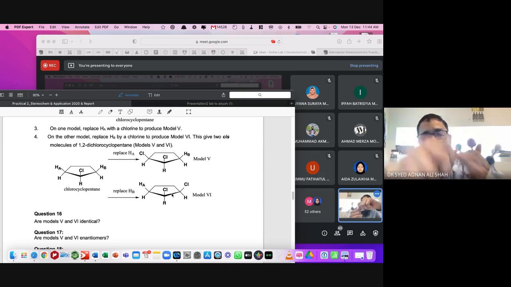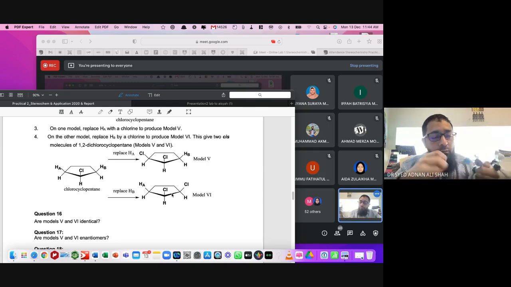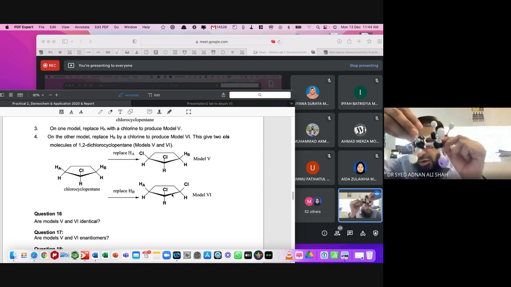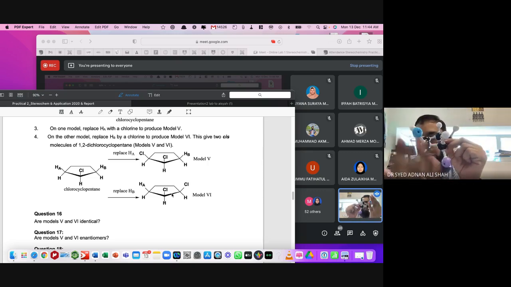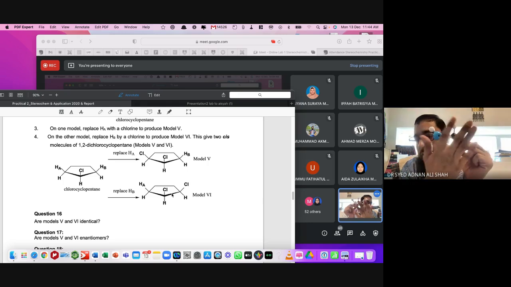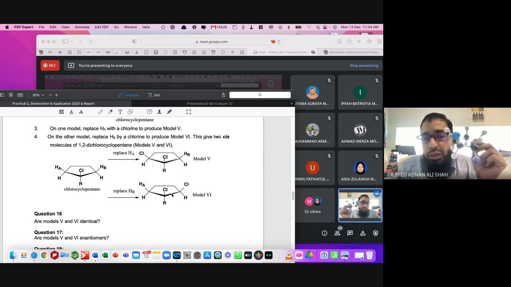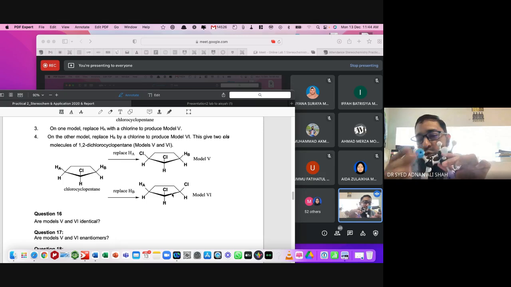So if I replace this hydrogen like this, this is a chloride and this is a chloride, right? They are opposite, perpendicular, in the anti position, right? So they are the trans. Let's say, for example, in the two molecules, in one I replace Ha with chloride, and in the second one Hb with chloride.